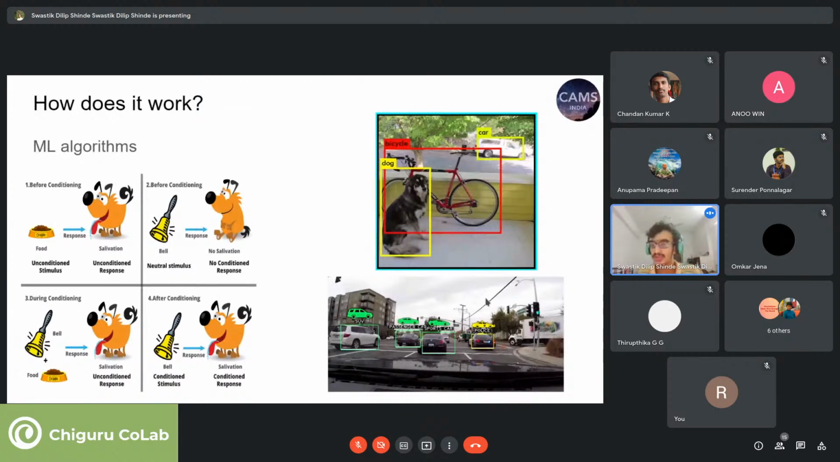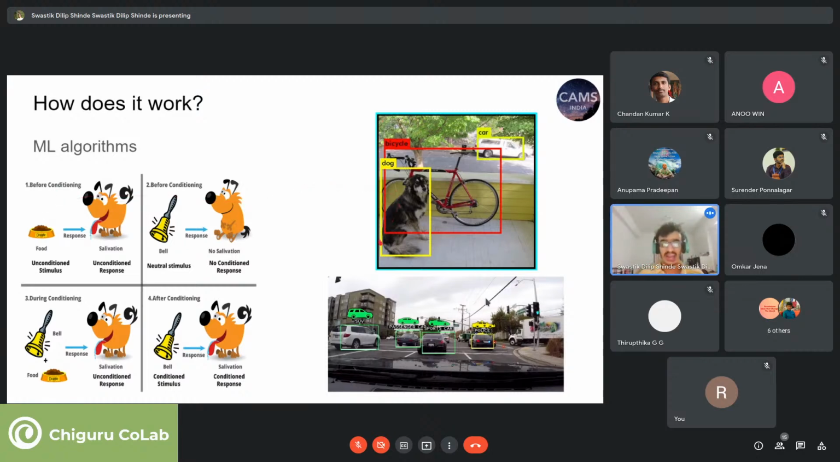I'll take 2, 3 of Dobermans, different color Dobermans, and 2, 3 of different color huskies, and in a similar way, I'll show all these images to my algorithm. I'll teach it that anything that looks like this is a dog, anything that looks like this is a car, and same for a bicycle.